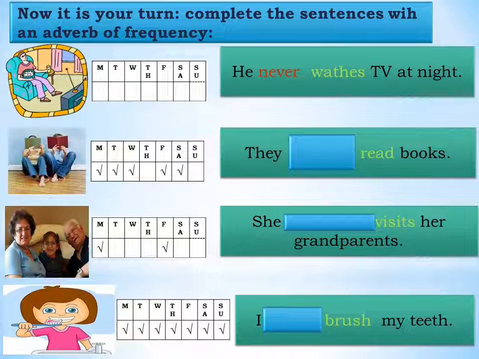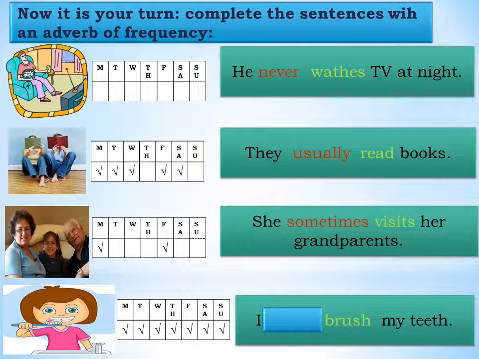The second one, how often do they read books? As you can see, they read books on Monday, Tuesday, Wednesday, Friday, and Saturday. We will use, yes, usually. They usually read books. The next sentence, how often does she visit her grandparents? As you can see, she visits her grandparents twice a week, 2 times on Monday and on Friday. So she sometimes visits her grandparents.